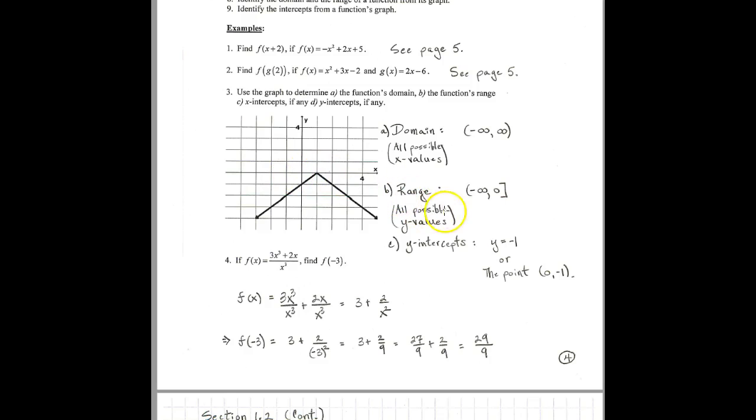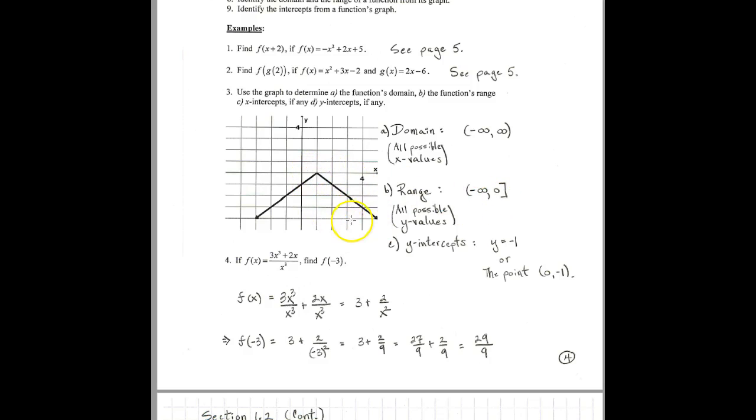So the range is minus infinity to 0, with a square bracket around 0 because 0 is actually included in the range. If this came up and didn't quite touch, there was an open dot here, that would be an open parenthesis, which would mean don't include 0. But here we are including 0.